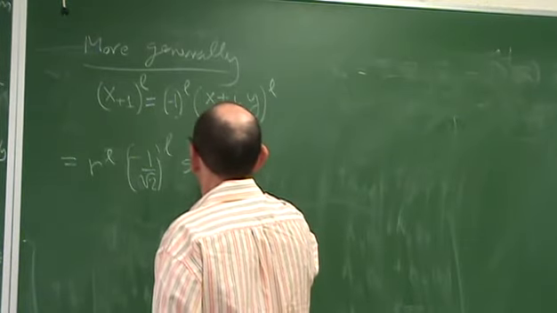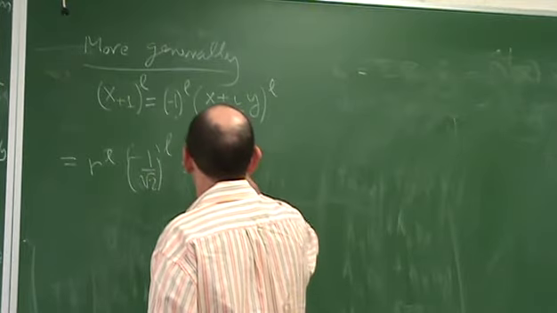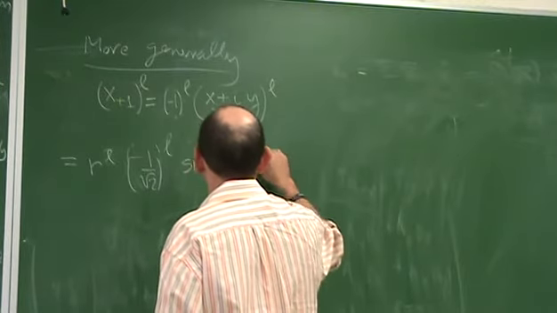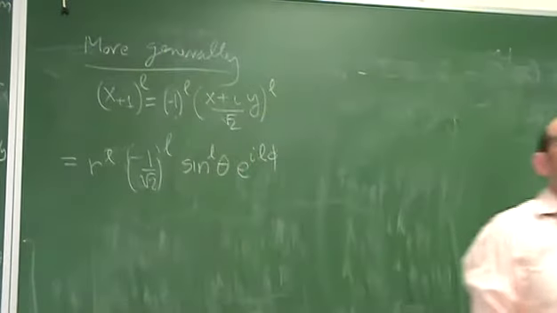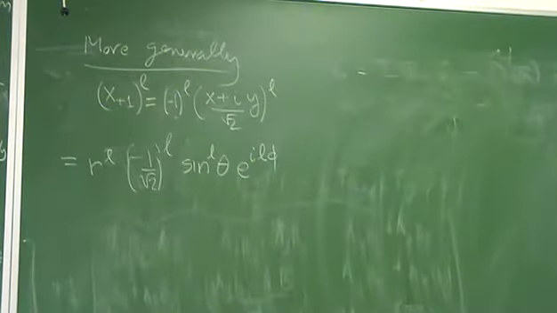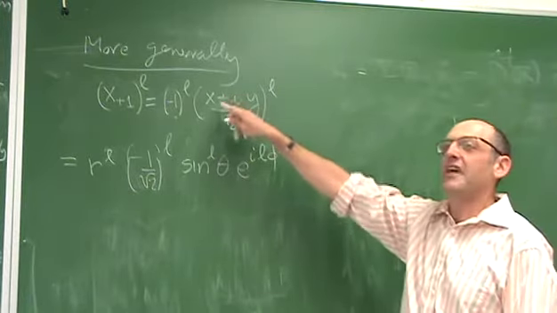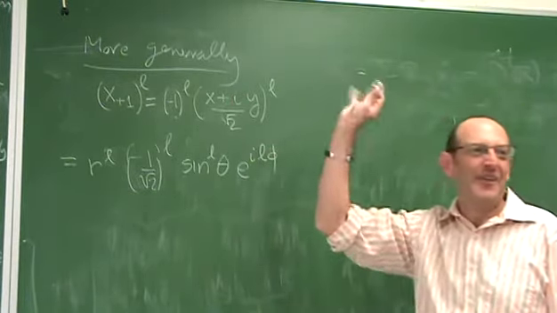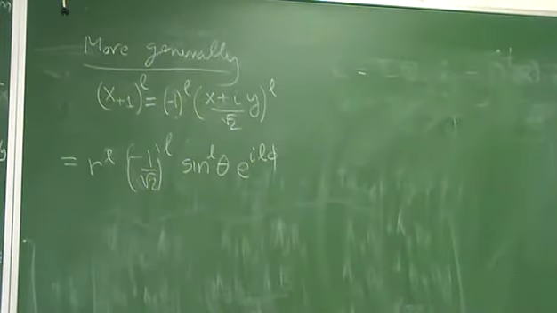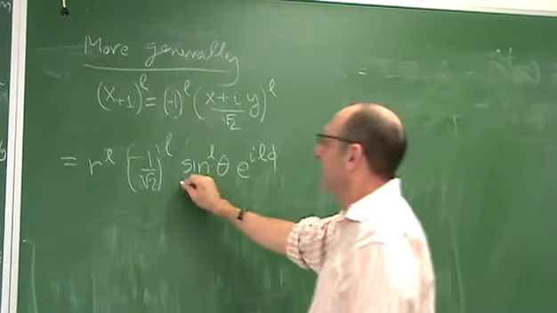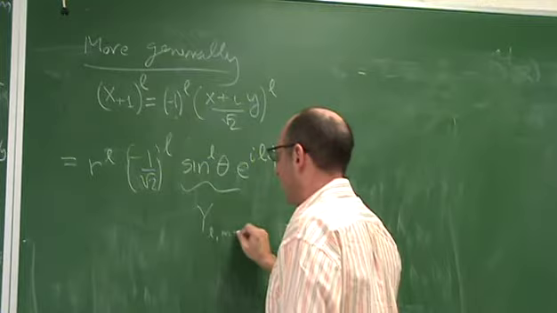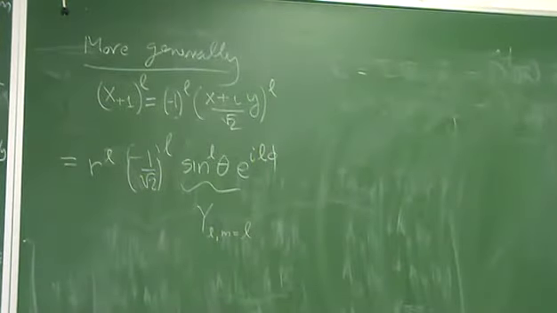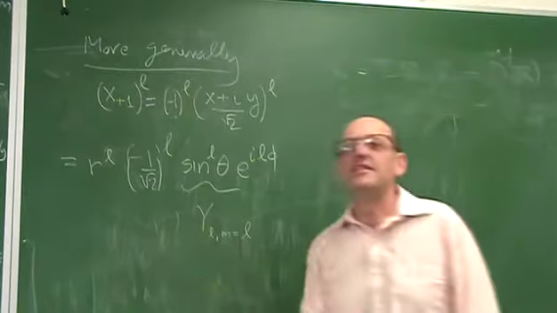sine to the L of theta e to the i L phi, because X is sine theta cosine phi, Y is sine theta sine phi. So the phase dependence in phi, that's why these are the spherical bases, because they're the eigenstates of rotation around the z-axis. They have the e to the i phi dependence. This is equal to Y_LL, well, with some normalization factor out front.